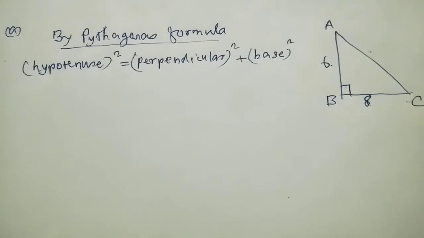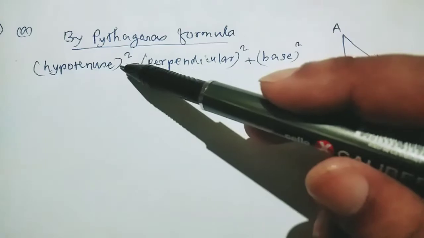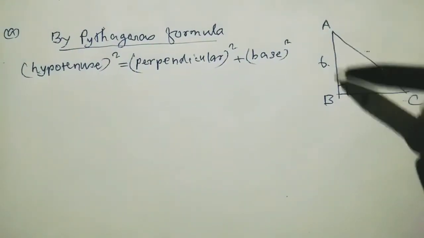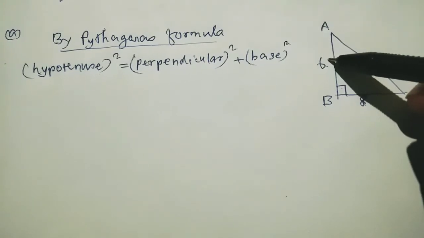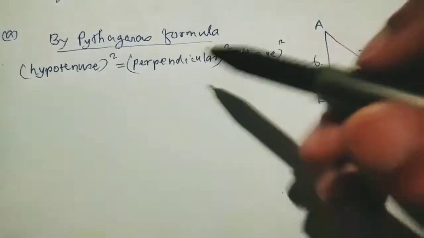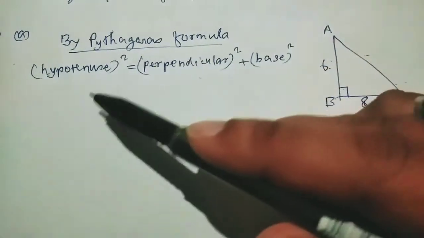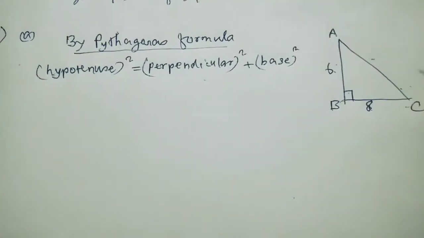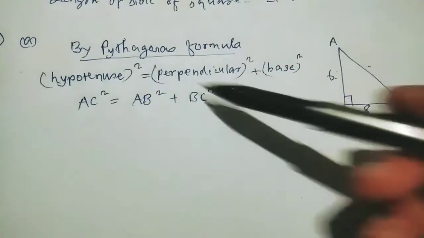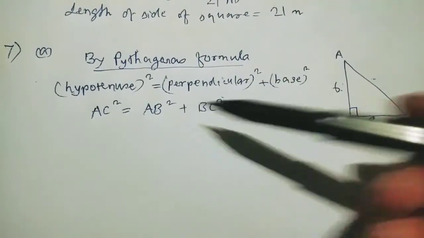No other way. So by the Pythagoras formula, what is the formula? Hypotenuse square. The longest side is called the hypotenuse, this 90 degree side is called the perpendicular, and this side BC is known as the base. So hypotenuse square equal to perpendicular square plus base square. Now you have to write the hypotenuse, perpendicular and base from this triangle. Here the hypotenuse is AC, so AC square, perpendicular is AB, so AB square, and base is BC, so BC square.